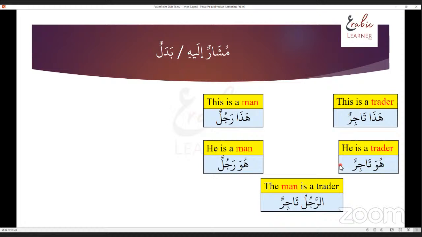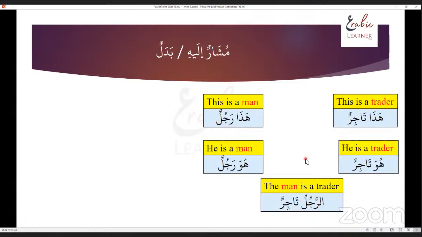I have not yet talked about anything about Badal, sister. What are these? This is a phrase. Does it complete the meaning? It completes the meaning. Hada tajirun, everything is clear. There is no doubt, no ambiguity in that. The meaning is complete. So these are all jumla. Huwa tajirun, again this is jumla. Same thing here, ar-rajulu tajirun, these are all jumla.